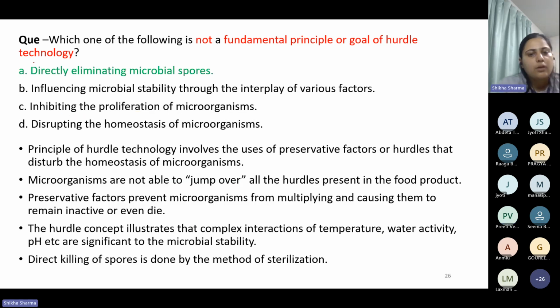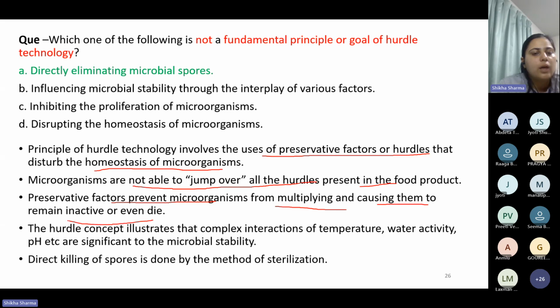Yes, all of you are correct. Since we know in hurdle technology, we use different preservation factors, or hurdles, that disturb the homeostasis of microorganisms. And microorganisms will not jump over all the hurdles which are present in the food. So the preservative factors prevent the microorganisms from multiplying and cause them to remain inactive or even die.